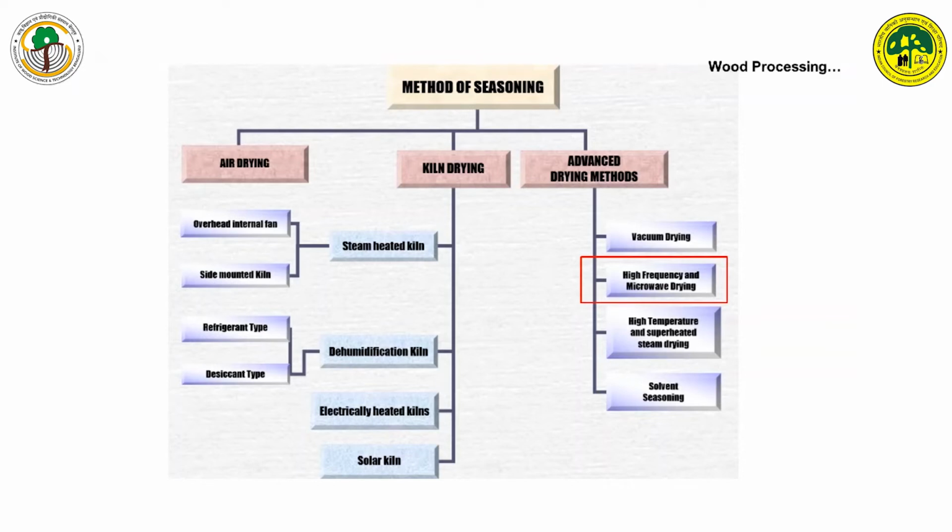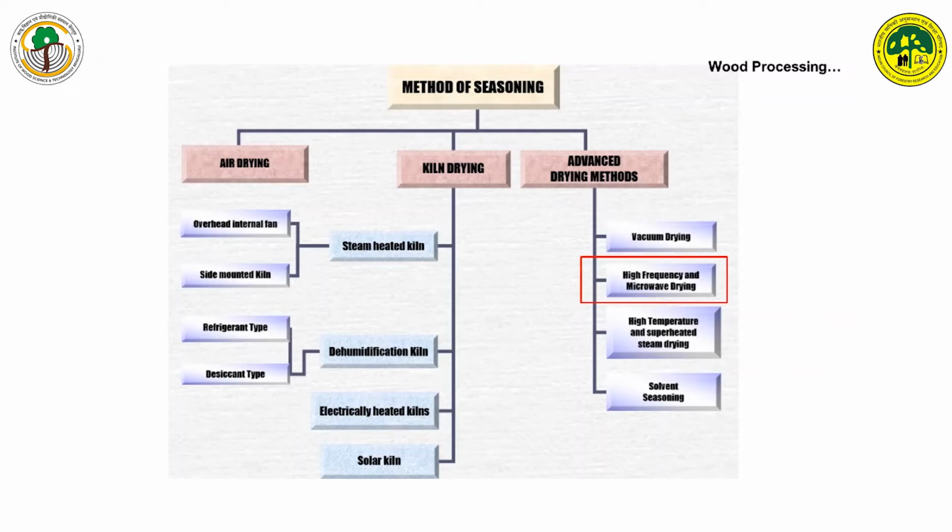And recently, because time is money for industries, in order to minimize the drying period with minimum degrade, there are different other methods of drying being practiced, and some of them are vacuum drying, high frequency or microwave drying, even high temperature and superheated kiln drying, and solvent seasoning. However, solvent seasoning is only for high niche products because it's pretty expensive, as it needs a lot of chemicals.